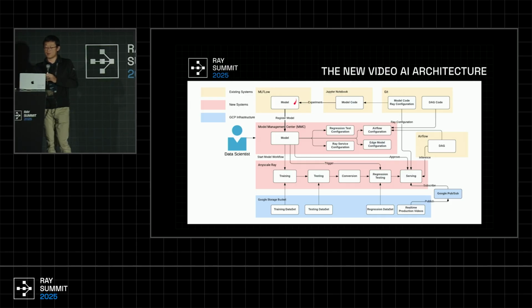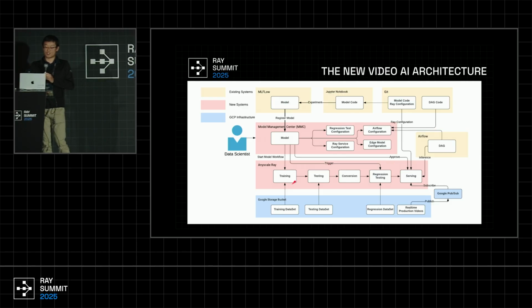But eventually, once the model is generated in MLflow, it's going to be sent over automatically, without anyone needing to do anything other than clicking a button. It is automatically populated in the model management center, which can hold all the configuration the data scientists want. For example, my regression test, which data set I'm going to use, which Docker image I'm going to use, the Airflow configuration, the Ray service configuration, the YAML file, and the edge model configuration, how it's going to run. Everything is in one place, so Airflow can go ahead and put it out, and Anyscale can go ahead and put out the configuration to run it.